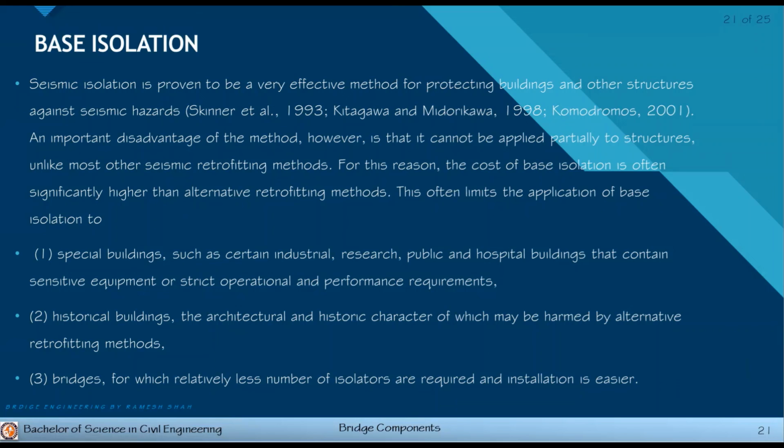public, and hospital buildings that contain sensitive equipment or strict operational and performance requirements. Two, historical buildings, the architectural and historic character of which may be harmed by alternative retrofitting methods. Third is the bridge, for which a relatively small number of isolators are required and installation is easier.